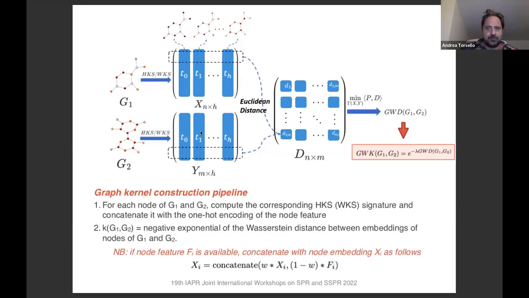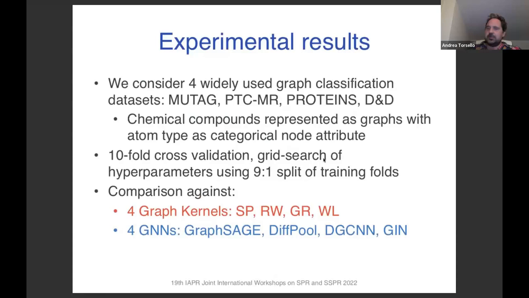Going from that, we can try to see how we experiment and how we can use this kernel and what performance we have. So we consider four widely used graph classification data sets: NCI1, PTC-MR, PROTEINS, and DD. All these are chemical compounds represented as graphs with atom types and categorical node attributes assigned to them. In this experimental result, we do full cross-validation with a grid search for extracting optimal hyperparameters using a 9-to-1 split of training folds.